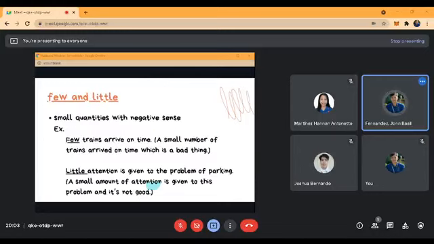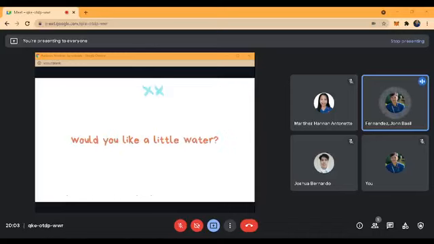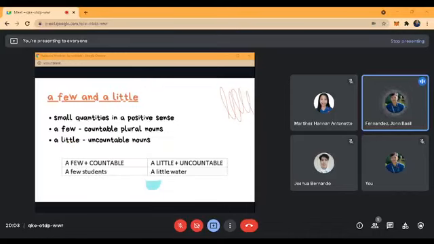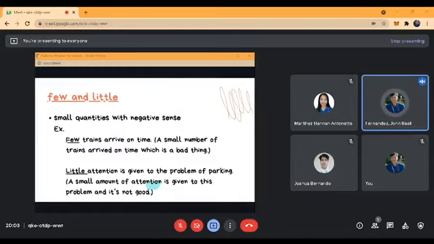So, a few and a little, just like few and little, talk about small quantities. But the difference is, few and little talk about small quantities in a negative sense, while a few and a little talk about small quantities in a positive sense. Again, when we want to refer to a small quantity with a negative sense, we use few and little without the article a.